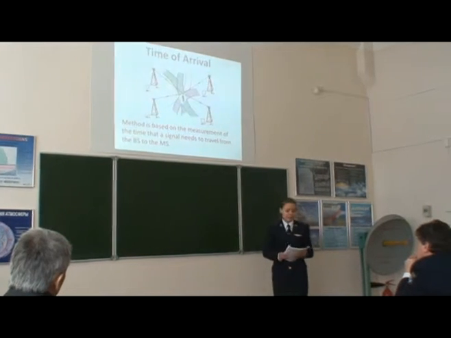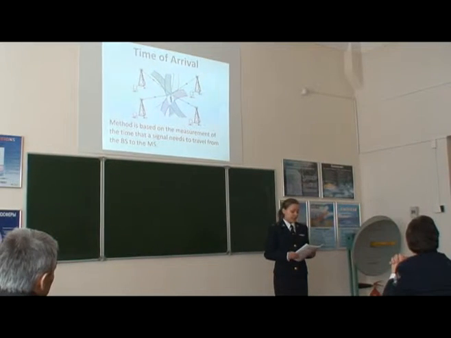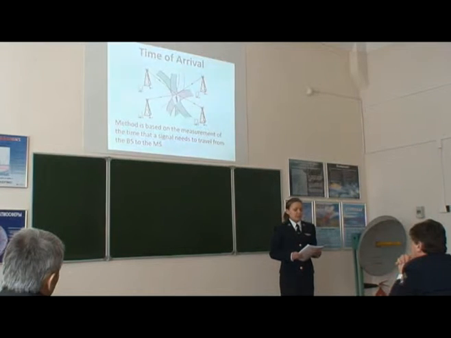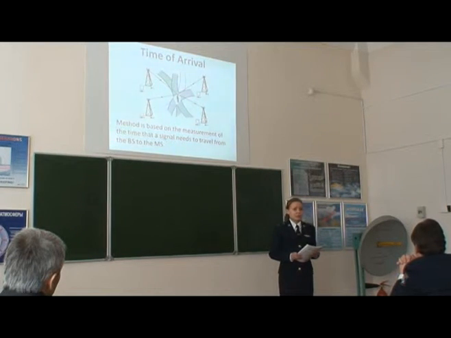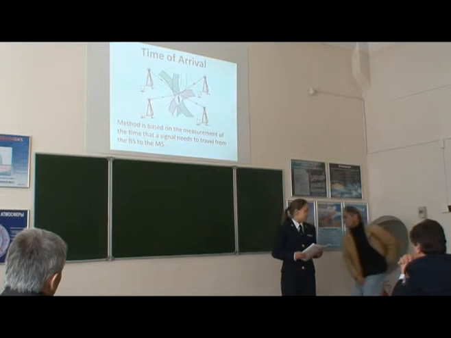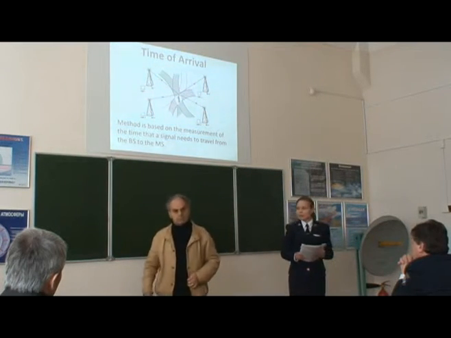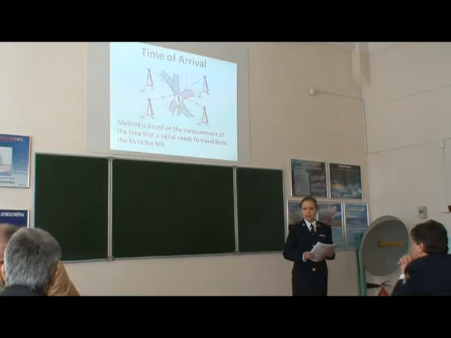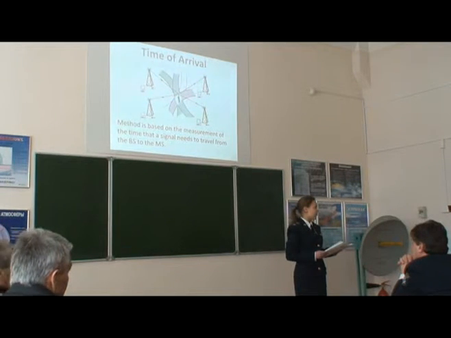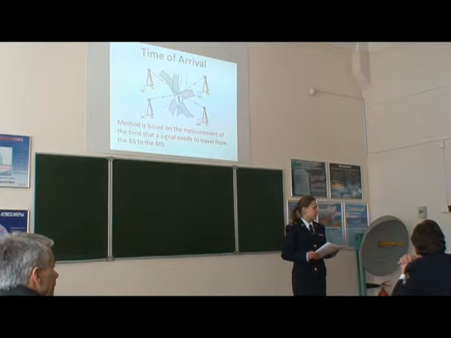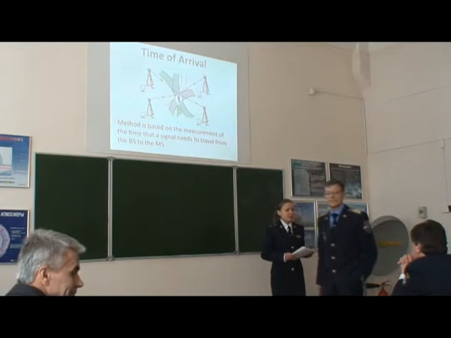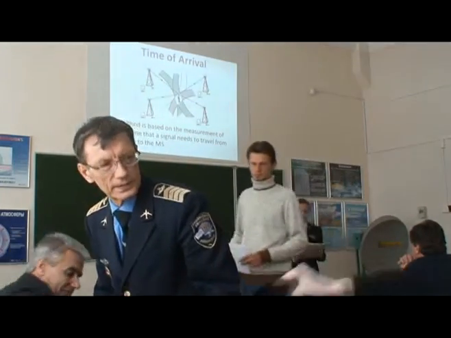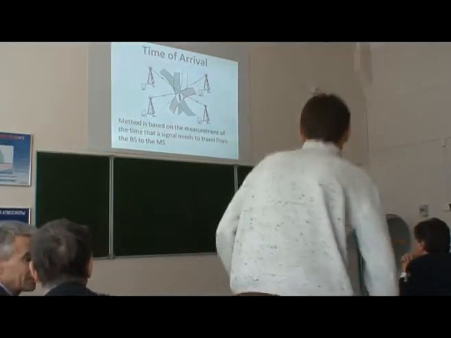The fourth method is time of arrival. The time of arrival technique is based on the measurement of the time that a signal needs to travel from the base station to the mobile station. In 2 dimensions, the distance of the mobile station from the base station lies on a circle. The intersection of 2 circles gives 2 possible solutions. That's why for better accuracy we need a third base station, and we will obtain one possible solution. Such a technique is also used in GPS systems.